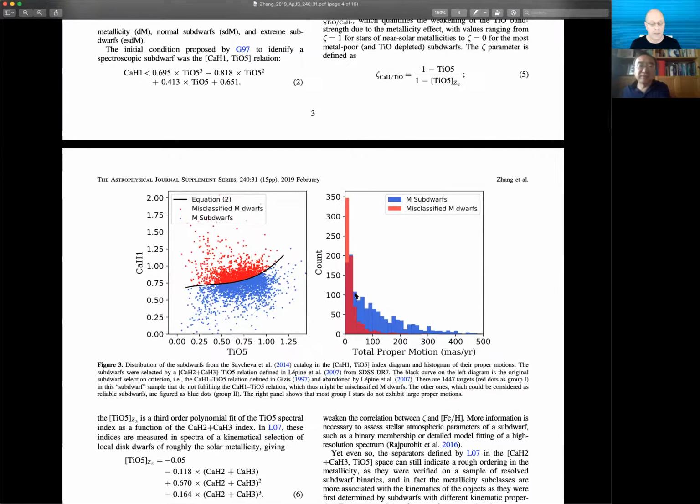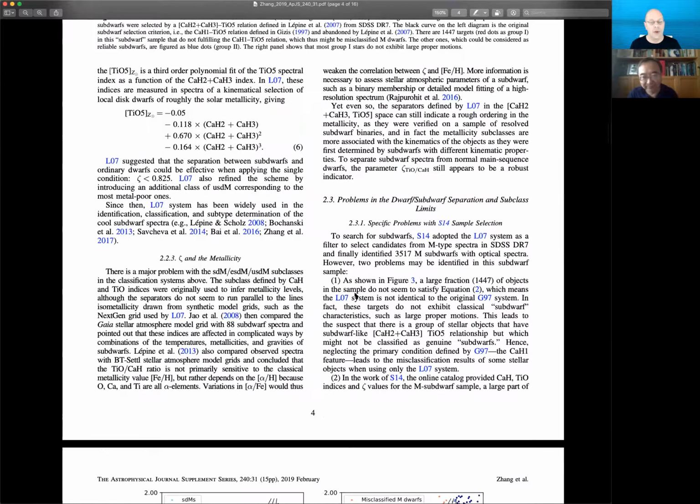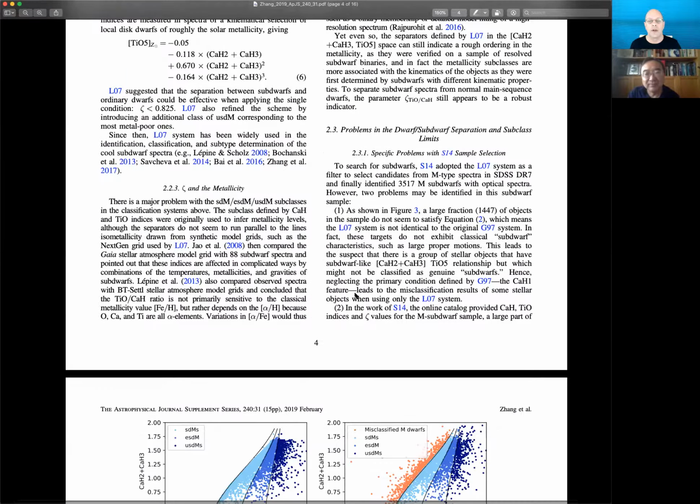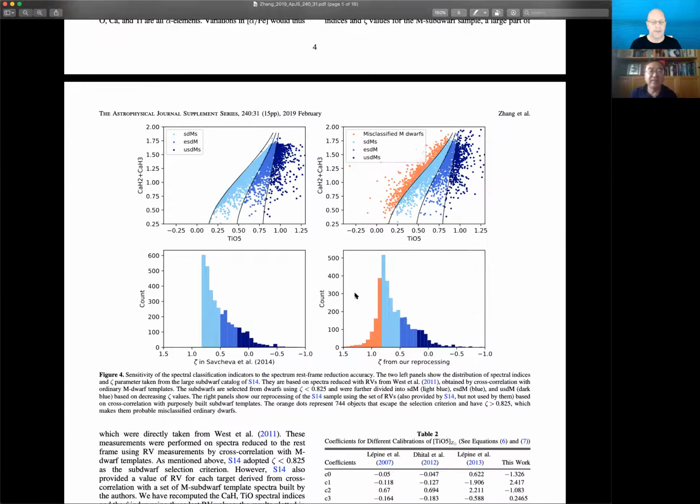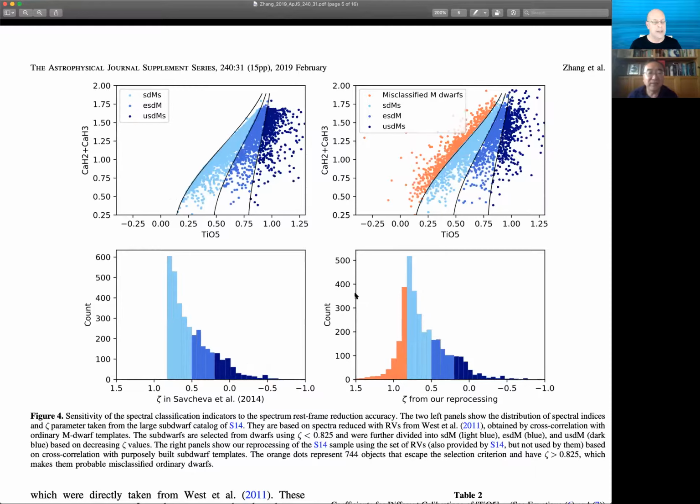So let's go to figure 4. Yes, figure 4, sensitivities of the spectral classification.